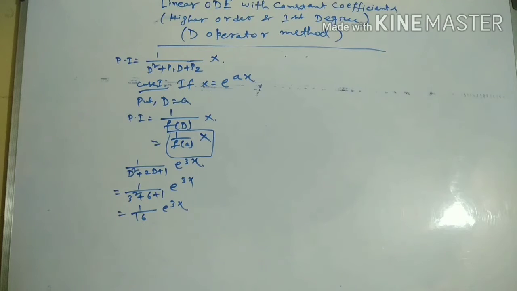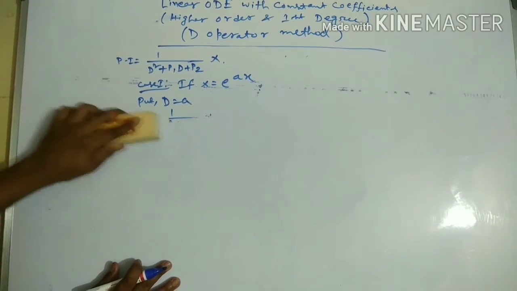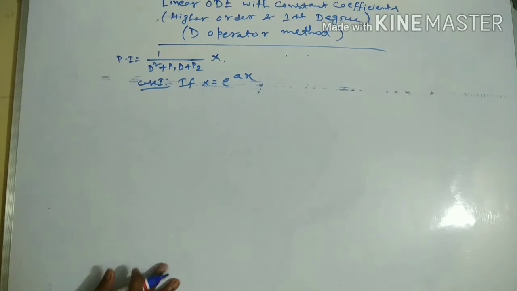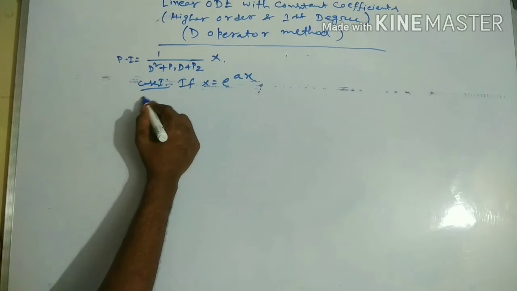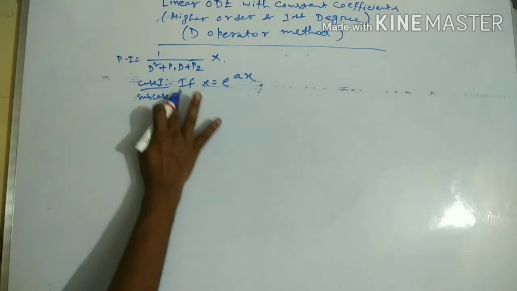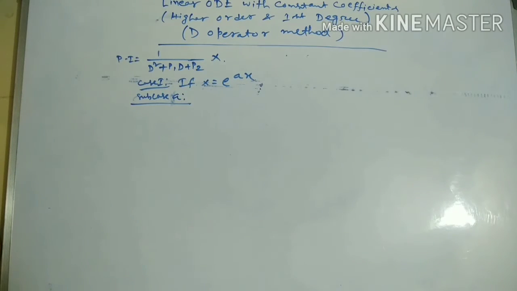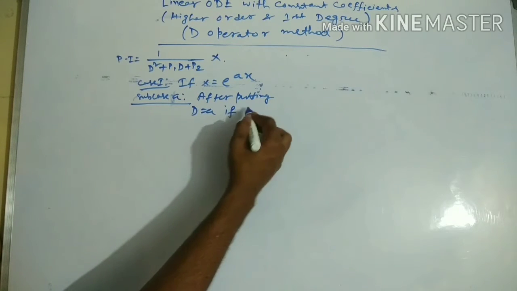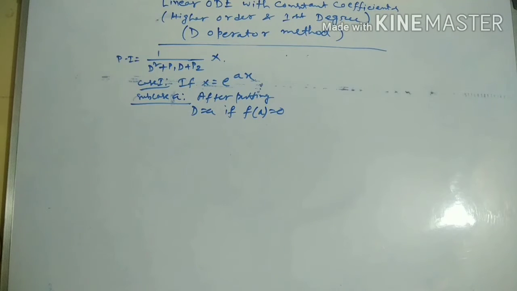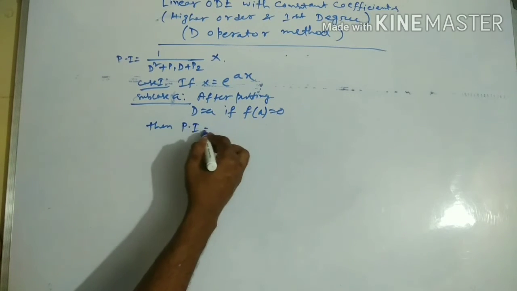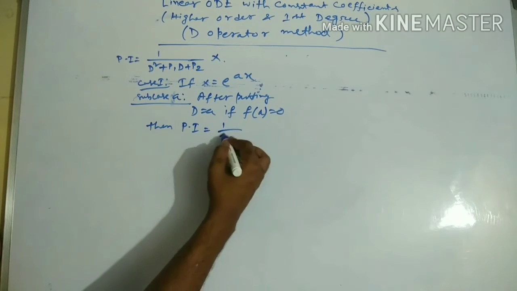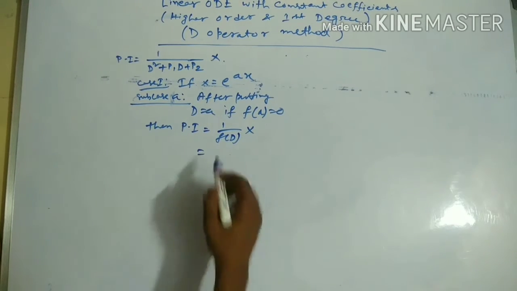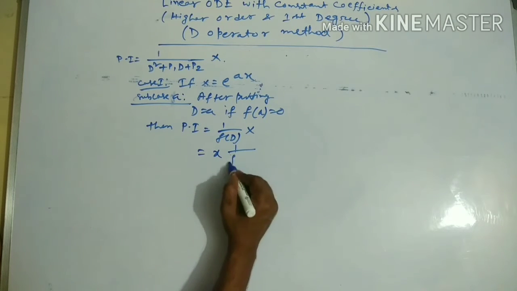It may happen that after putting D equal to a, the denominator becomes 0. Then it will be undefined. So in that case, I am now discussing subcase a. This is under case 1. After putting D equal to a, if F(a) equals 0, then the actual PI is 1 by F(D) operating on X, and we put D equal to a, we see that F(a) equals 0, then the PI will be x into 1 by F dash D operating on capital X.